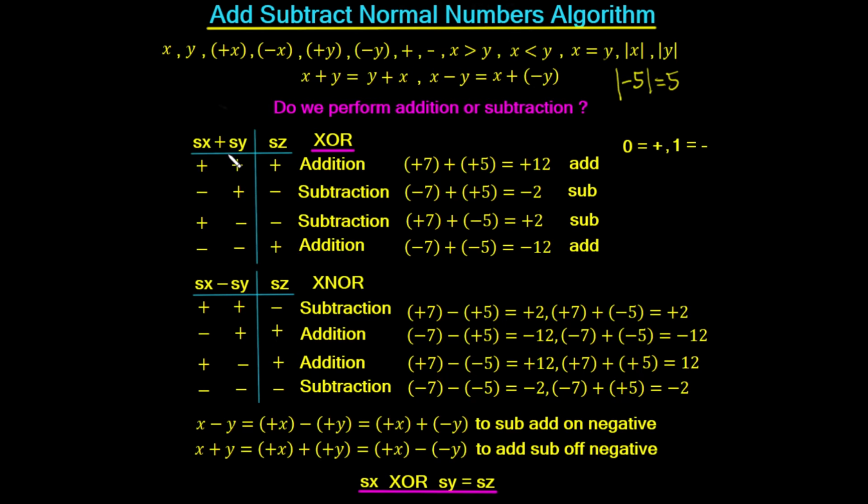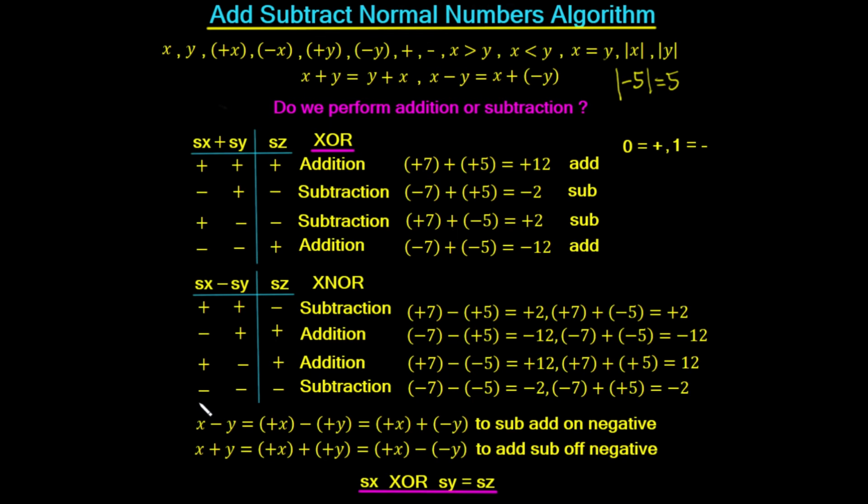Now we could have another 4 possibilities here. We could have again the Sx and the Sy, but instead of performing an addition, we could perform a subtraction. And we could look at the examples here. So let's say for example we had two positive numbers and we subtracted them, then it would just be a case of 7 minus 5. 7 minus 5 is a value of 2. So we just perform that subtraction algorithm.